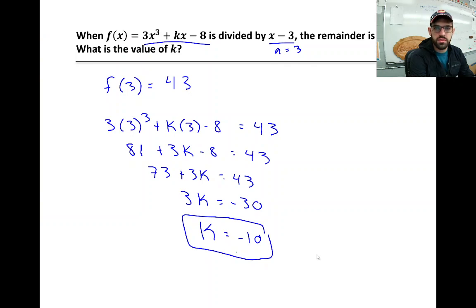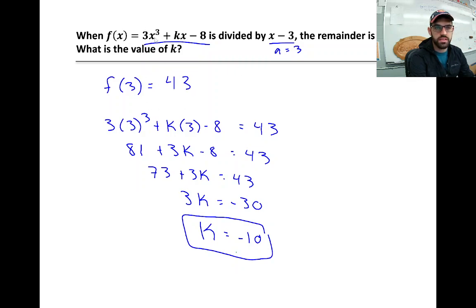Okay, now I'm going to ask this question in a novel way. If we take a function f of x, notice the k value in there. We take this function and we divide it by x minus 3. The remainder would be 43. So what would be the value of k? So we're saying if we take the factor theorem, or the remainder theorem, and we plug in 3 for x, f of 3 should equal 43. So here's our starting point. F of 3 should equal 43.